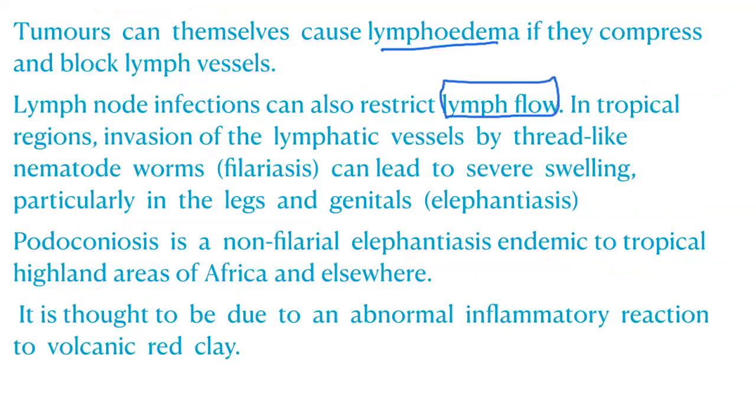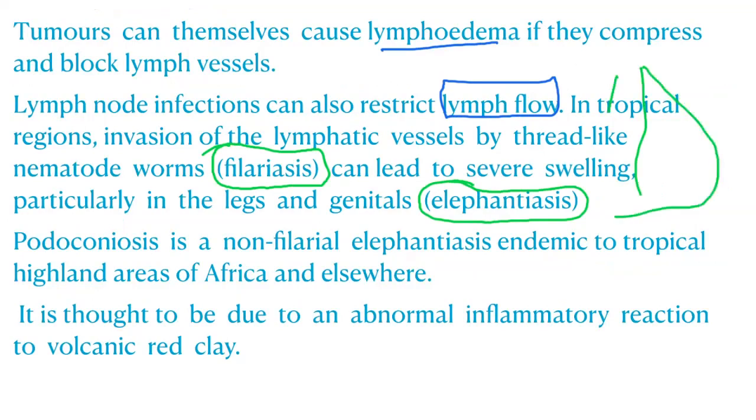In tropical regions, invasion of the lymphatic vessels by thread-like nematode worms, filariasis, Wuchereria bancrofti, can lead to severe swelling, particularly in the legs and genitals, called elephantiasis. It is called bodakalu.